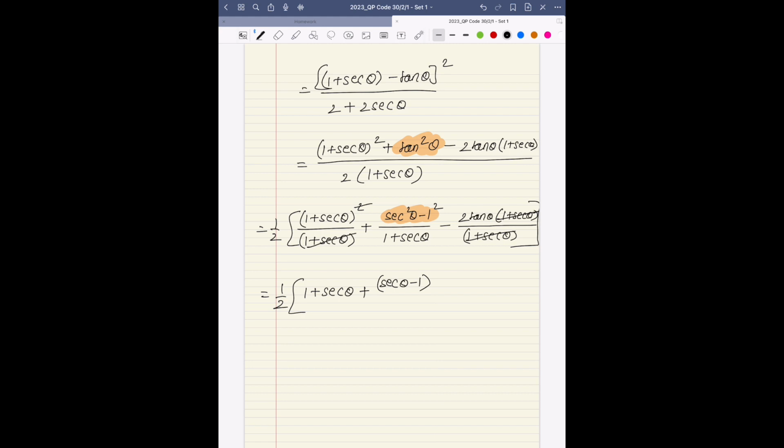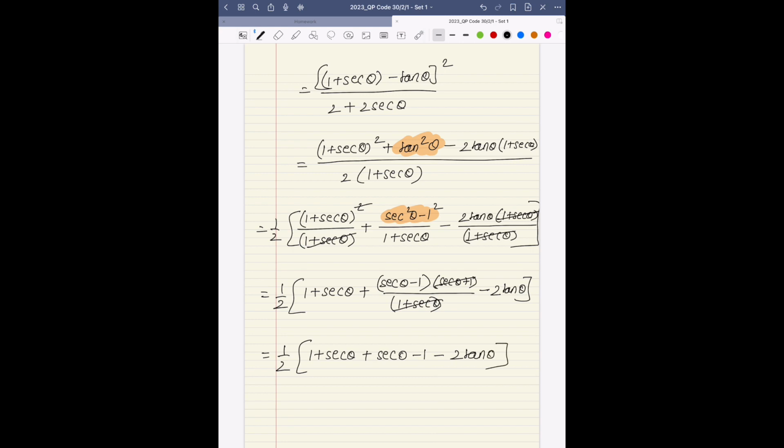Again, I'm using the a square minus b square formula, a minus b into a plus b, whole divided by 1 plus sec theta, minus 2 tan theta is what is remaining from this fraction. If you see, this is nothing but b plus a, plus b. So it doesn't matter. A plus b and b plus a will give you the same result. So cancel this, right? As you cancel this, now what do we get? 1 by 2, (1 plus sec theta plus sec theta minus 1 minus 2 tan theta).